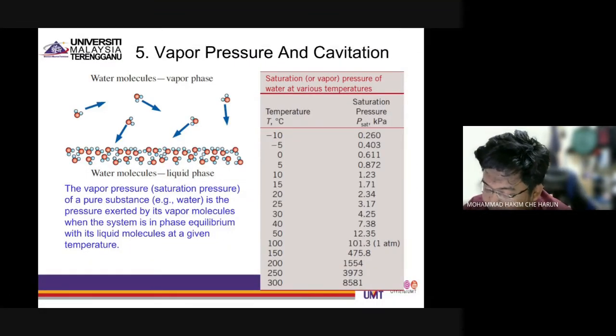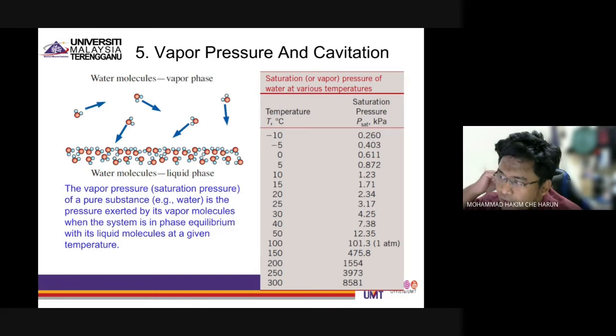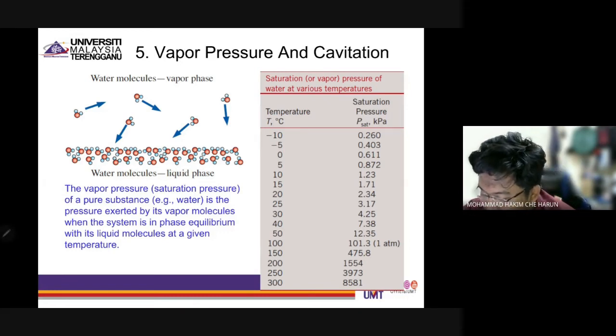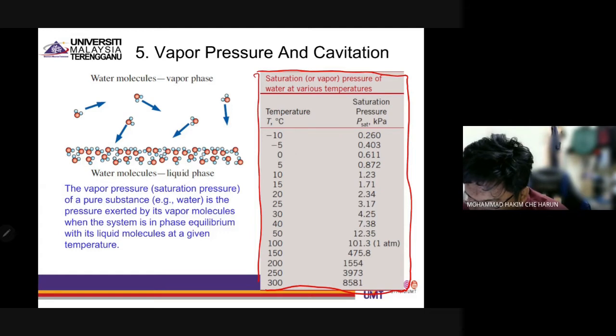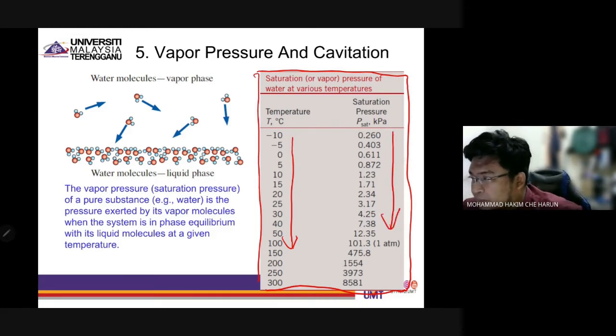Okay, the next one is vapor pressure and cavitation again. As you can see here, the saturation vapor pressure of water at various temperatures is given in the table. As the temperature rises, makin naik temperature ni, the saturation pressure also increases. So this is another kind of property for the fluids.